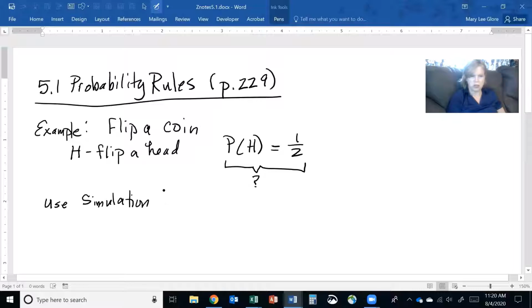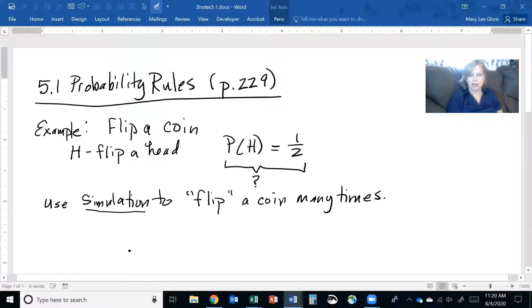All right, to, let's say, flip a coin many times. With simulation, I'm going to use software that makes it look like I flipped the coin and wrote down the results. So I'm going to use Microsoft Excel.